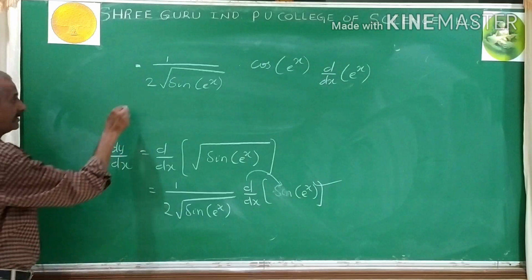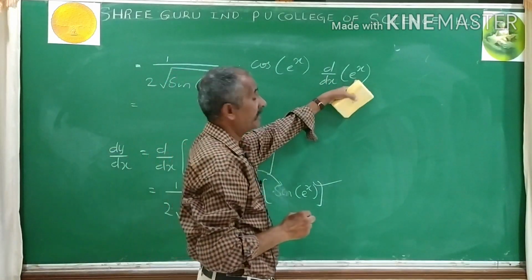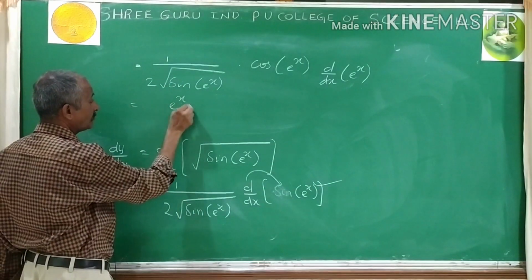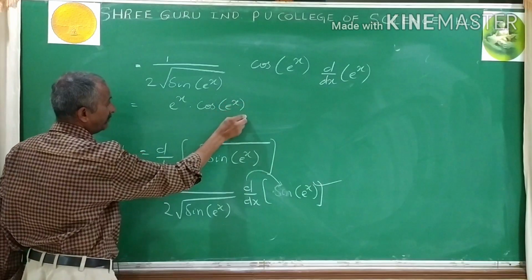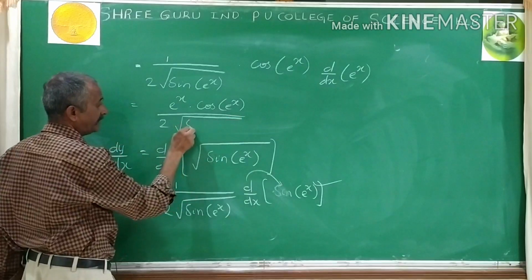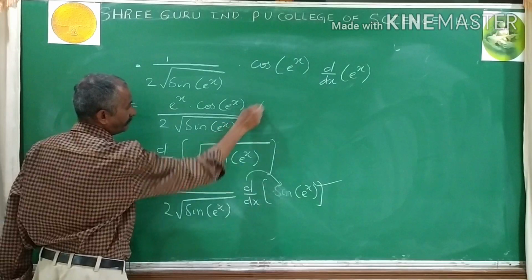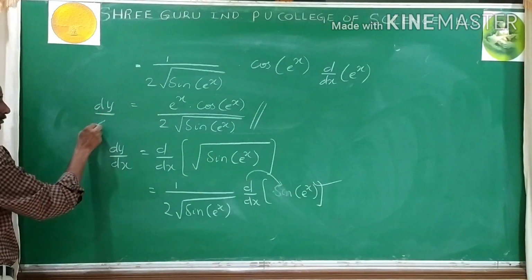So the final answer. As you know, the differentiation of e power x is e power x, hence it is e power x into cos of e power x divided by 2 into square root of sine of e power x. That's the answer for dy by dx in this particular problem.